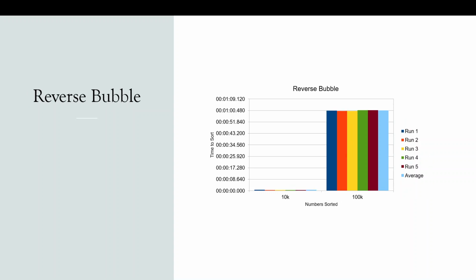I couldn't just leave it at that. I had to do bubble sort's worst case scenario as well, to make sure I'm really showing you all why merge sort is better. So again, 10k, you can barely see it, took an average of 627 milliseconds. 100k took about 1 minute and 407 milliseconds.